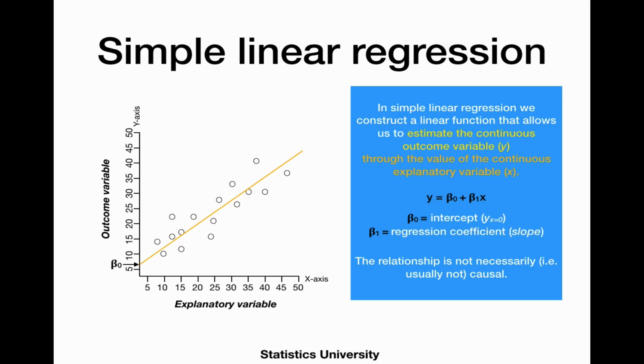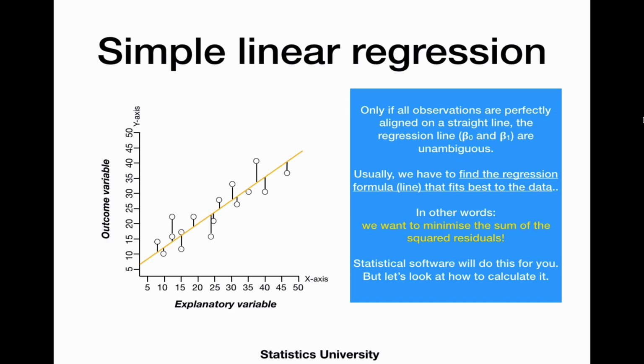And beta 1 is the regression coefficient, or the slope of the regression line. And we can find that by looking at the difference in y values for observations with different x values. And then we divide delta y by delta x, and that gives us beta 1. I want you to note that only if all observations in the scatter plot are perfectly aligned on a straight line, then the regression line and its associated beta 0 and beta 1 are unambiguous and very simple to define.